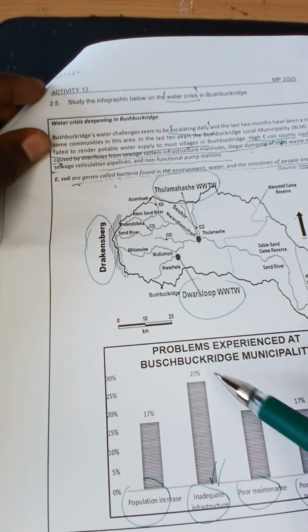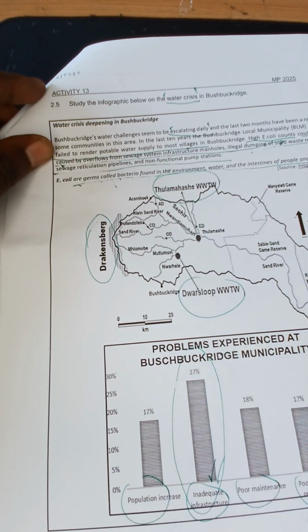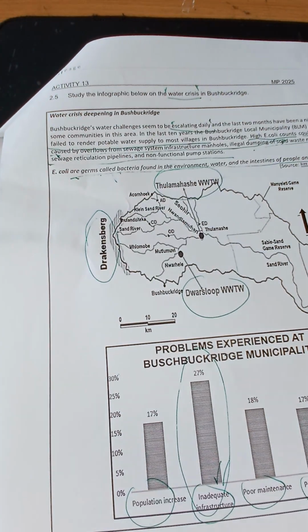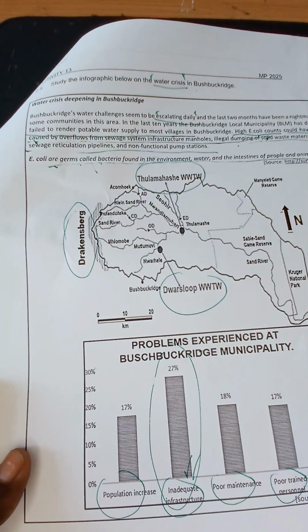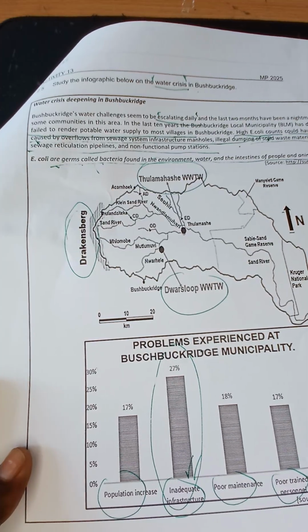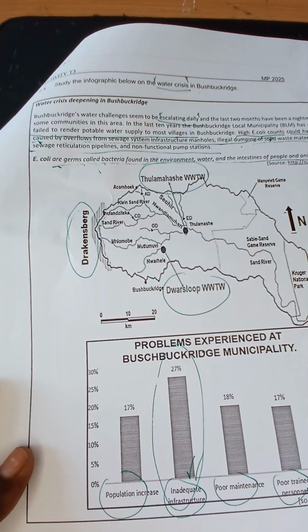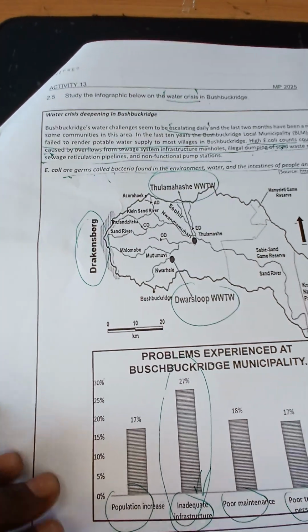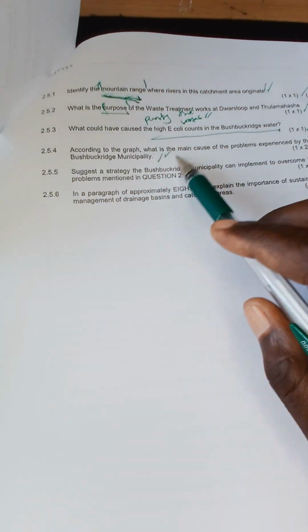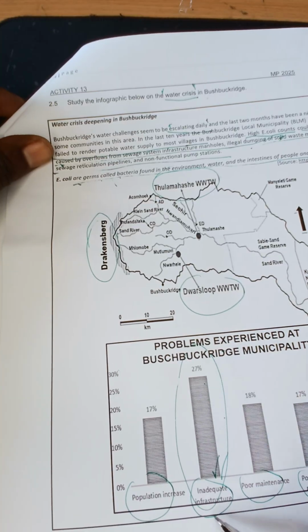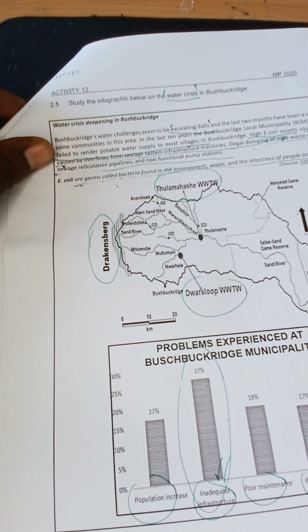If you check in terms of percentage, this is the main, which has got 27%. So if you write poor maintenance, correct, but it's not the main. If you write poor trained personnel, it's correct, but it's not the main. If you say poor budgeting, it's correct, but it's not the main. If you say population increase, it's correct, but it's not the main. The question is saying, what is the main? The major contributor. What is the main cause? Question, main cause. That's what should guide you. So here you look in terms of percentage. The one with the highest percentage is your inadequate infrastructure. That is your correct answer.